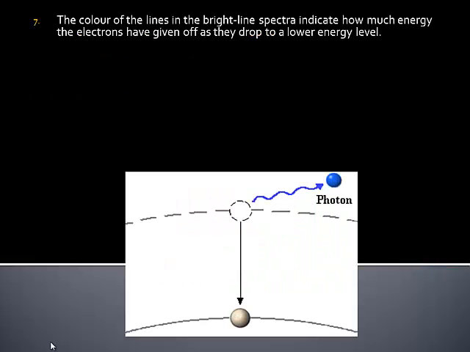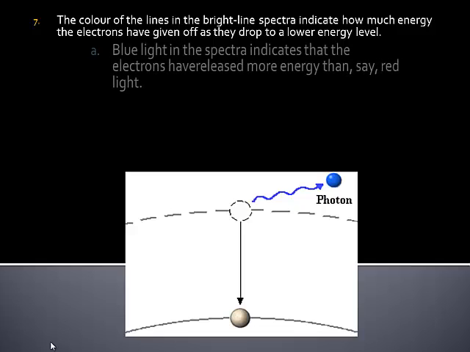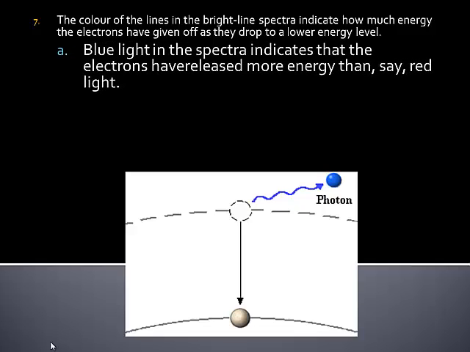So the color of the lines in the bright line spectrum indicates how much energy the electrons have given off as they drop to a lower energy level. Blue light indicates that they have more energy to release than, for example, red or yellow or orange. That's what we know already from our perception of fire and the heat given off by fire. You know that the best place to roast a marshmallow is at the blue coals at the center, not in the yellow or red part.